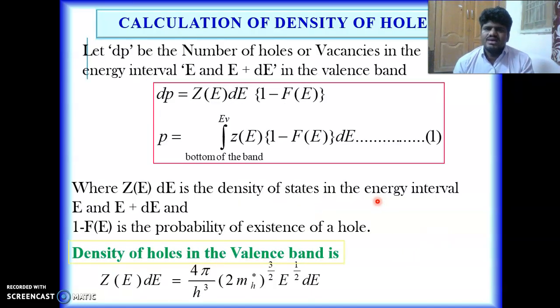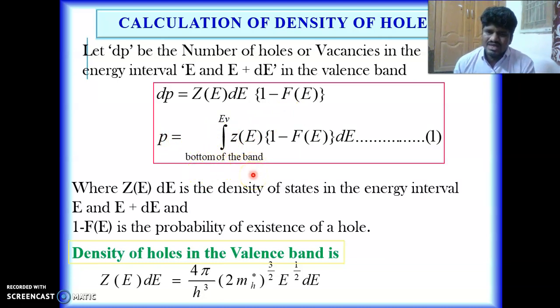Similarly, we can find the number of holes in the valence band. But the important differences are here. Instead of f of E, we have taken 1 minus f of E, because the probability of finding either a hole or an electron is equal to 1. That means the probability of a hole plus the probability of an electron is equal to 1. Therefore, we know that f of E is the probability of an electron, so 1 minus f of E gives the probability of finding the hole. Understand? Now for P, we have to take the integration from the bottom of the band.